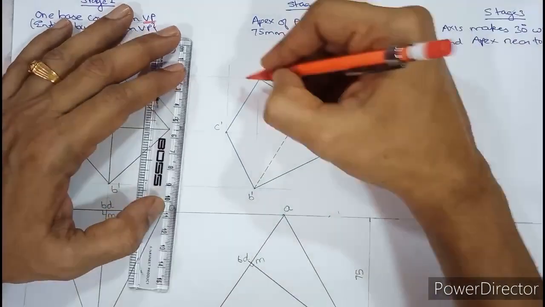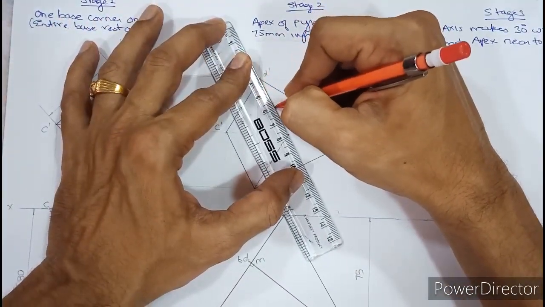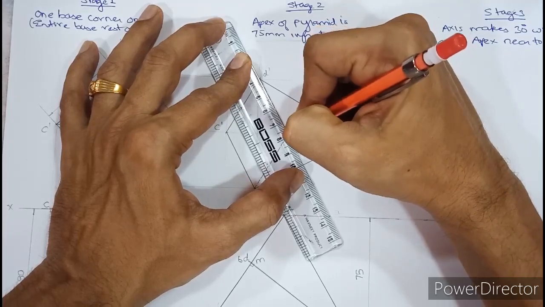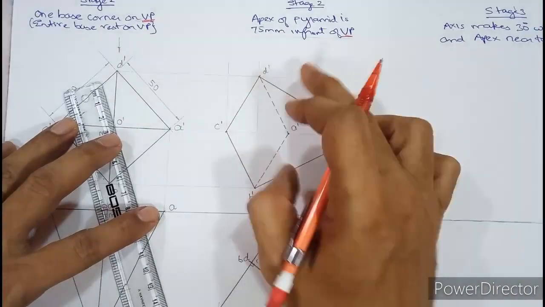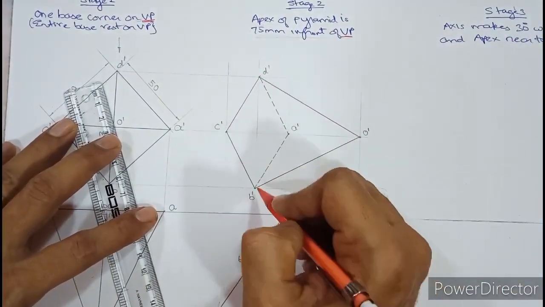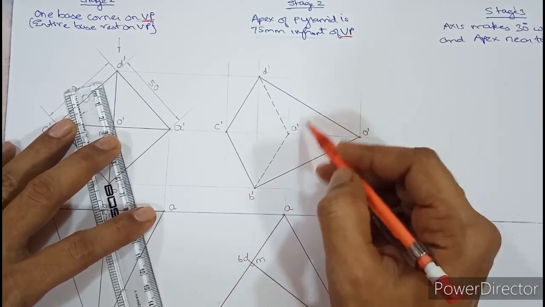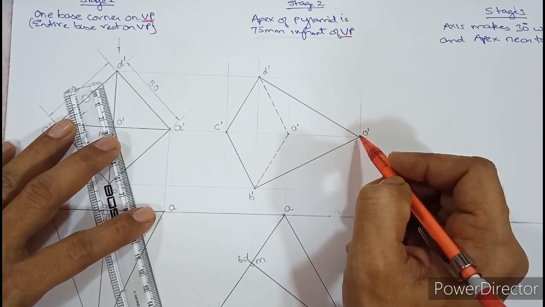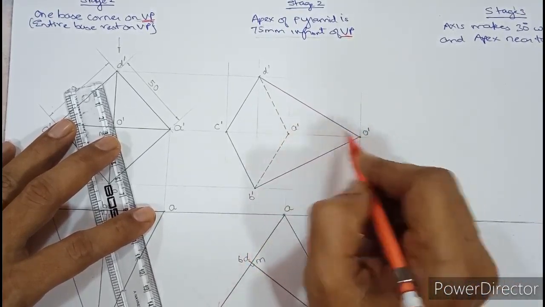Okay. Next, you need to join A dash with D dash. Even this is hidden. Okay, so the base is being done. So first outline, then the base. Third step, very simple. From the dark corner of the base, draw a dark slant edge. So a square pyramid should have 4 slant edges. We have drawn 2, O to D and O to B. 2 are left, O to A and O to C.